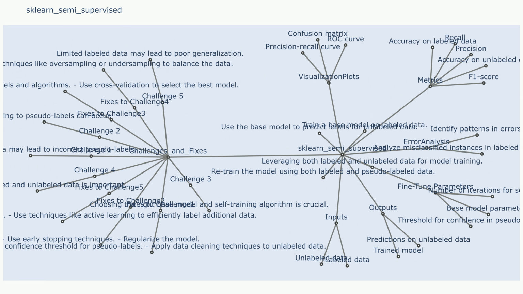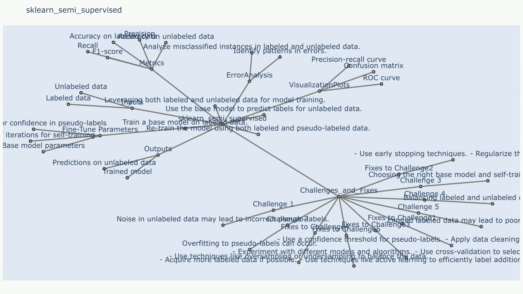Outputs. Output 1. Explain in detail trained model. The semi-supervised learning algorithm outputs a trained model that is capable of making predictions on new, unseen data. Output 2. Explain in detail predictions on unlabeled data, depending on the specific algorithm used. The trained model can generate predictions for the unlabeled data, thereby effectively labeling them.